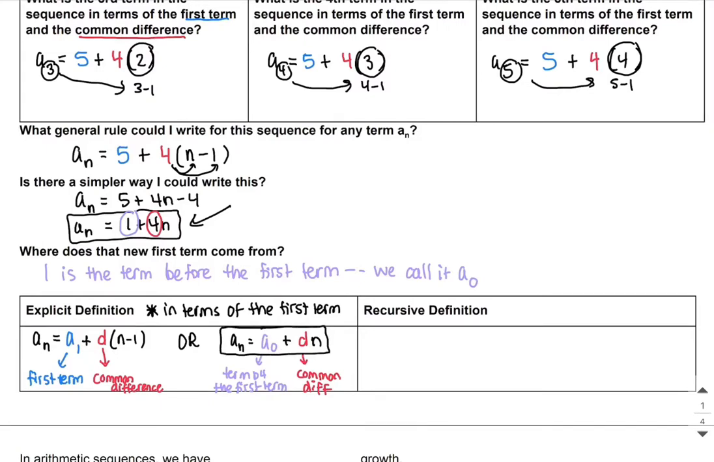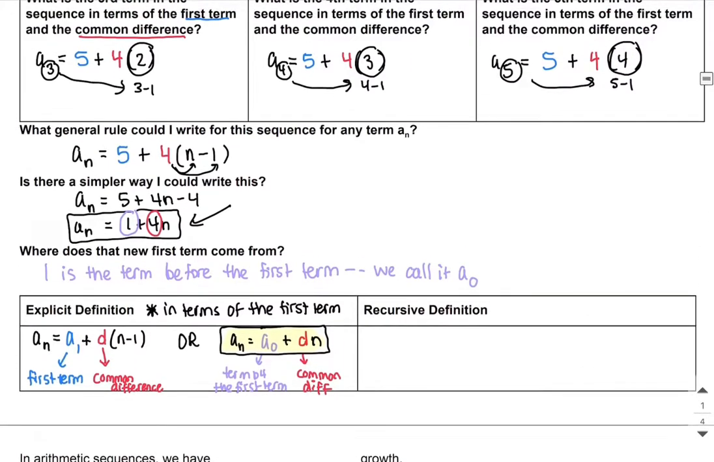You won't be given the preceding term. You'll have to find it yourself, but that's going to be the easier definition to use and the simplified definition to use. So I would recommend using that one, but you could use either. I'm just going to highlight this. This is the one we want to use.